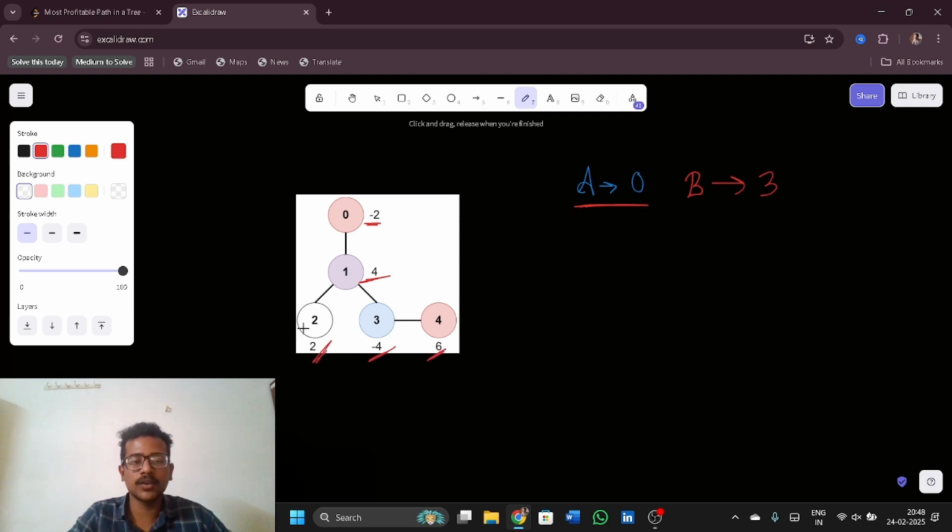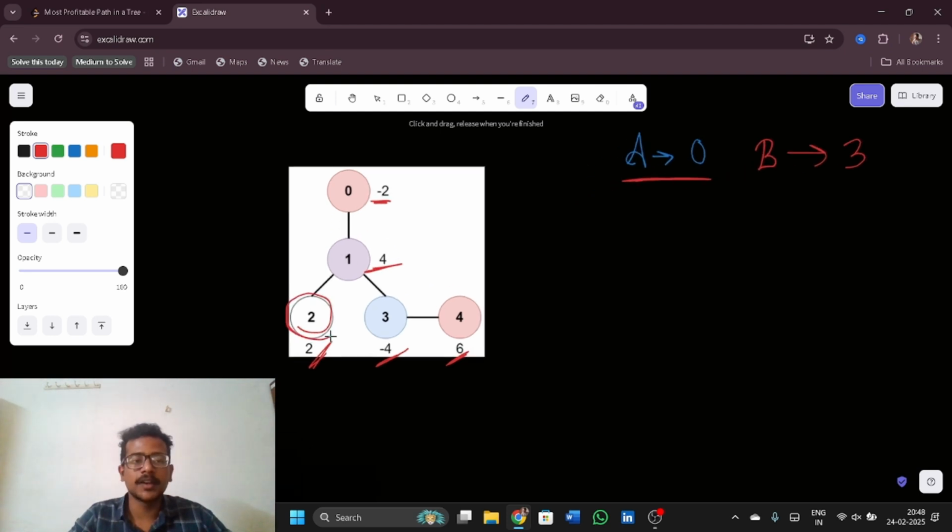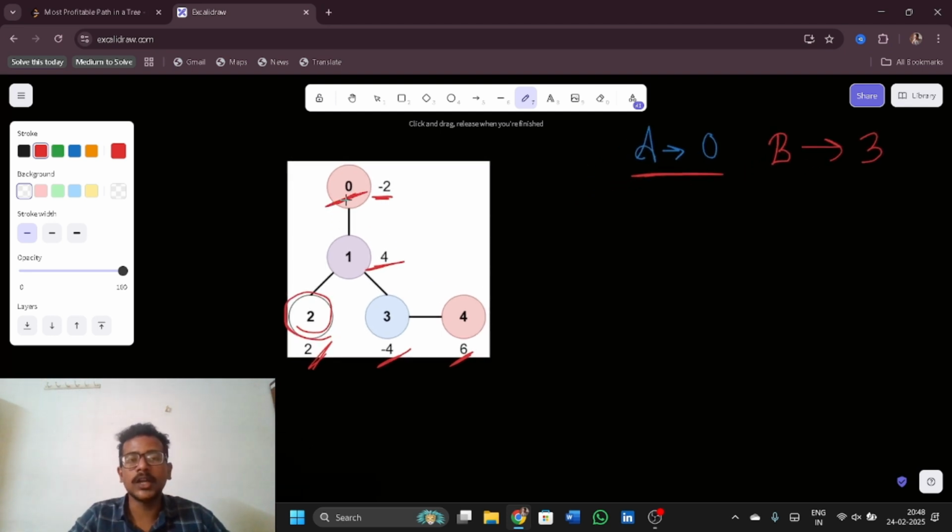So imagine these nodes are like gates. To open this gate, you need to give 2 rupees. That means your value will be decreased. The amount you have will be decreased by 2. And to open the gate 1, you get 4 rupees. So the amount you have will be increased by 4. And if the gate is already opened by other person, you neither get amount, neither you lose your amount.